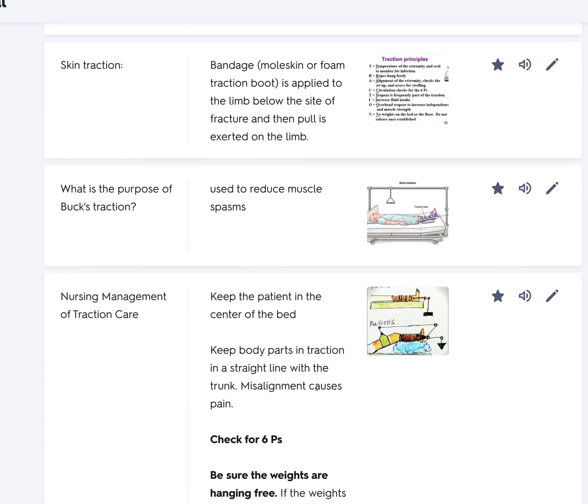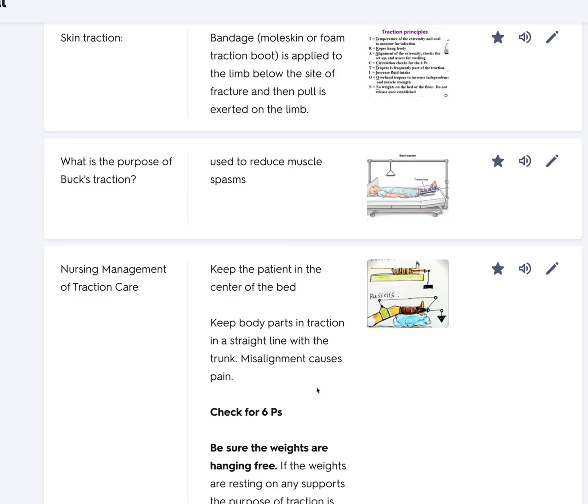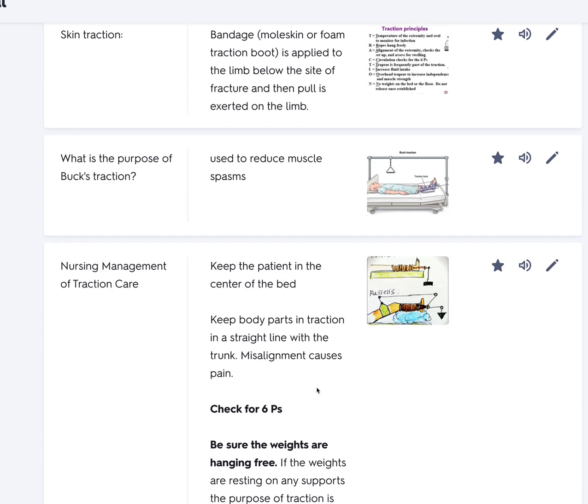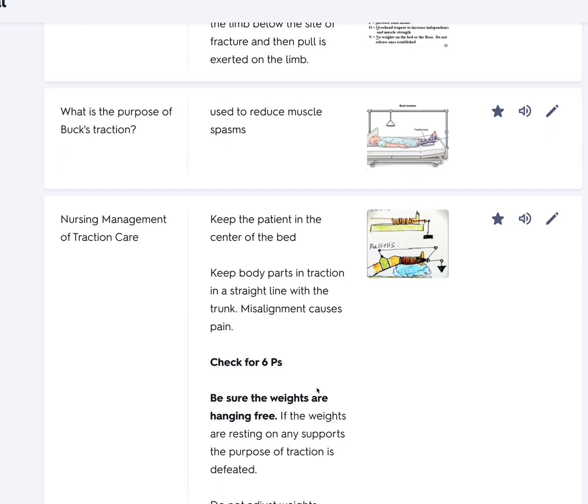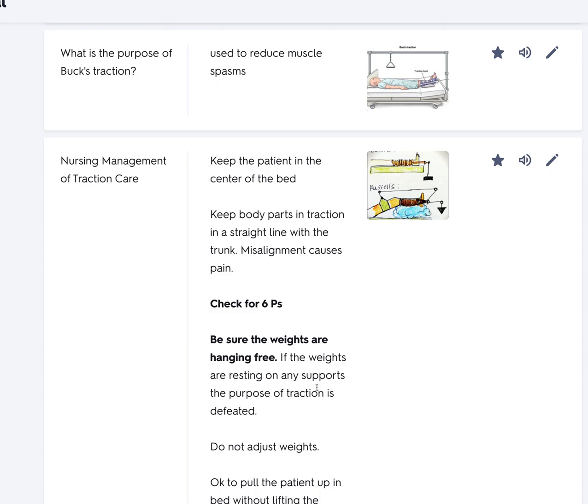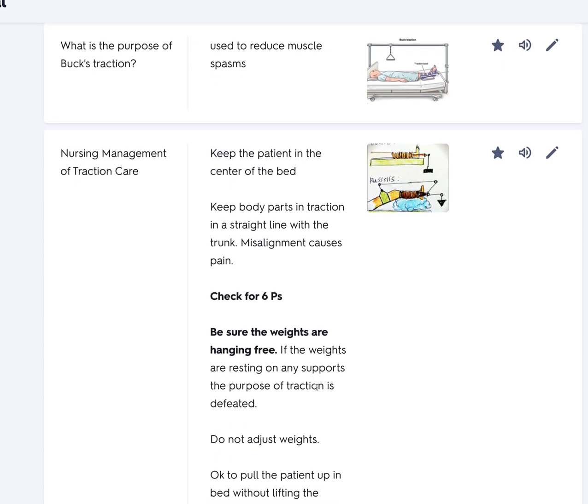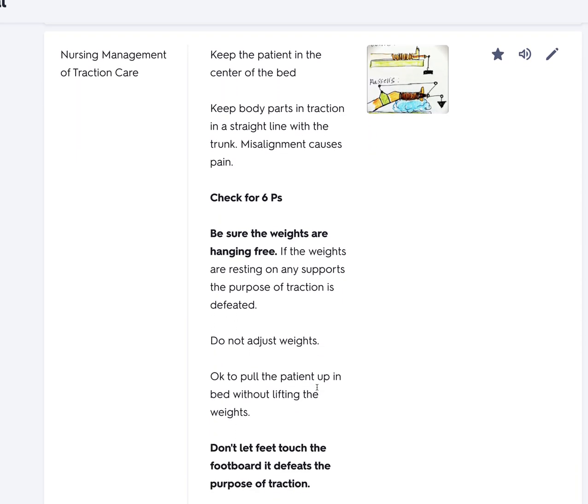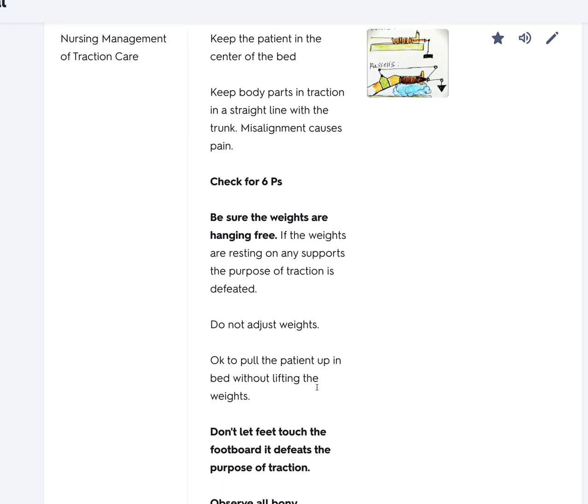Traction care. Keep the patient in the center of the bed, and you want to keep the parts in traction in a straight line with the trunk. Check for the 6Ps, right? Make sure the weights are hanging free. Don't adjust the weight, so don't put more weight on it. And don't put a table under it. They need to hang free.